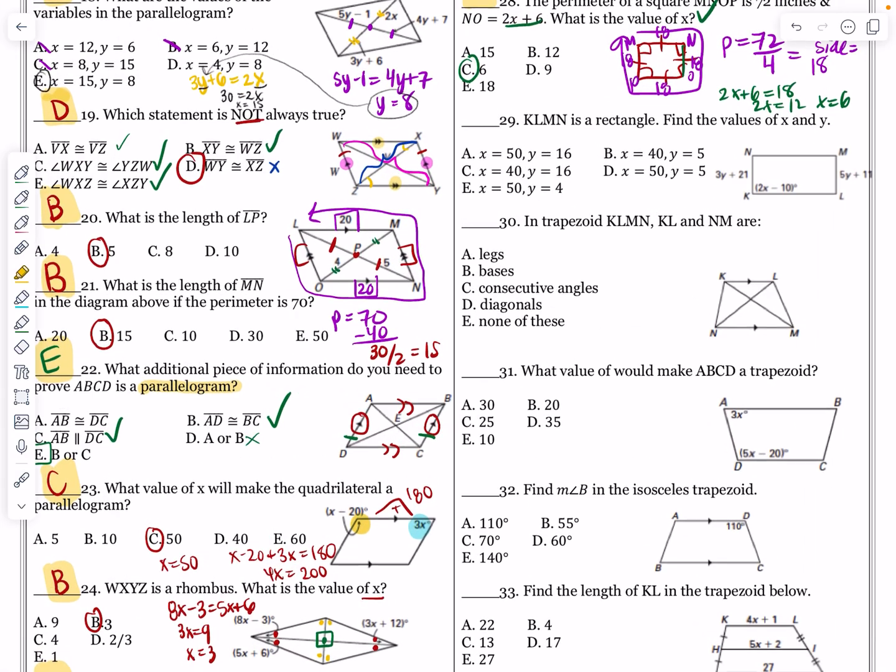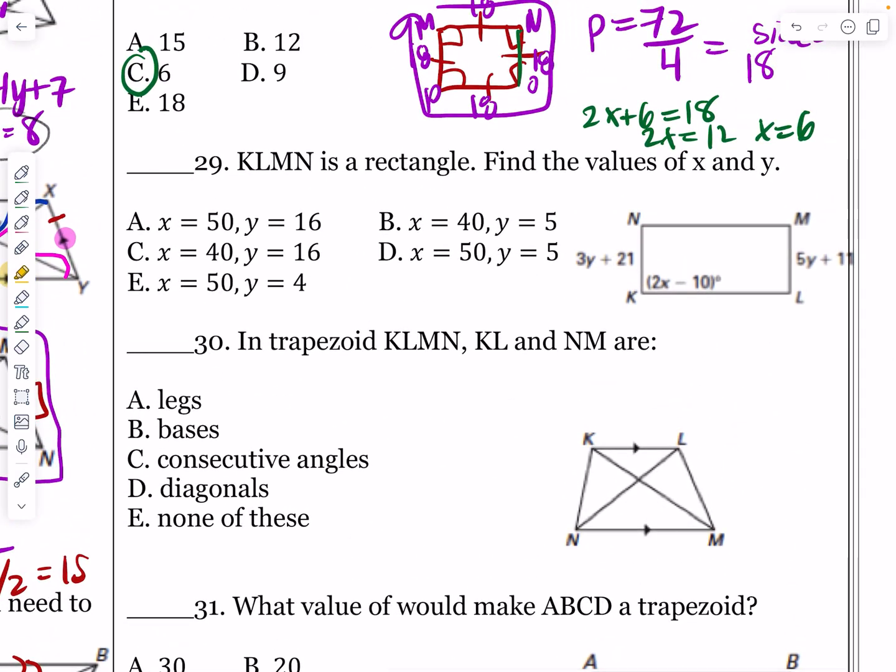All right, last part of chapter 7. Let's go. Number 29. KLMN is a rectangle. Find the values of x and y.